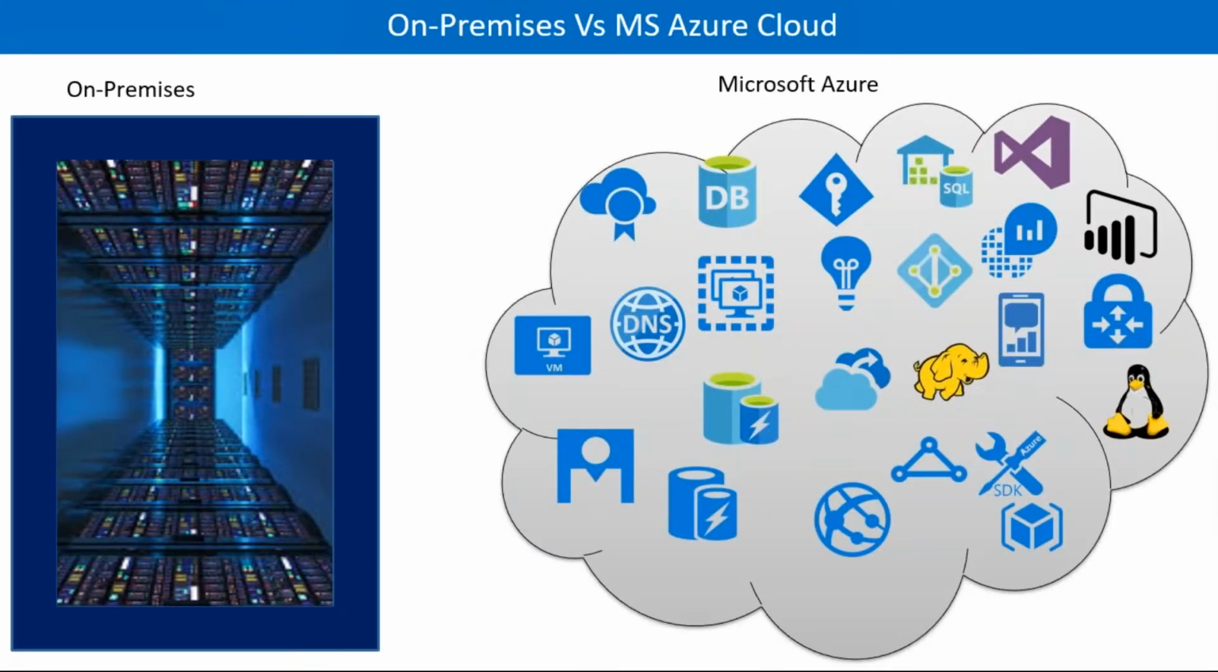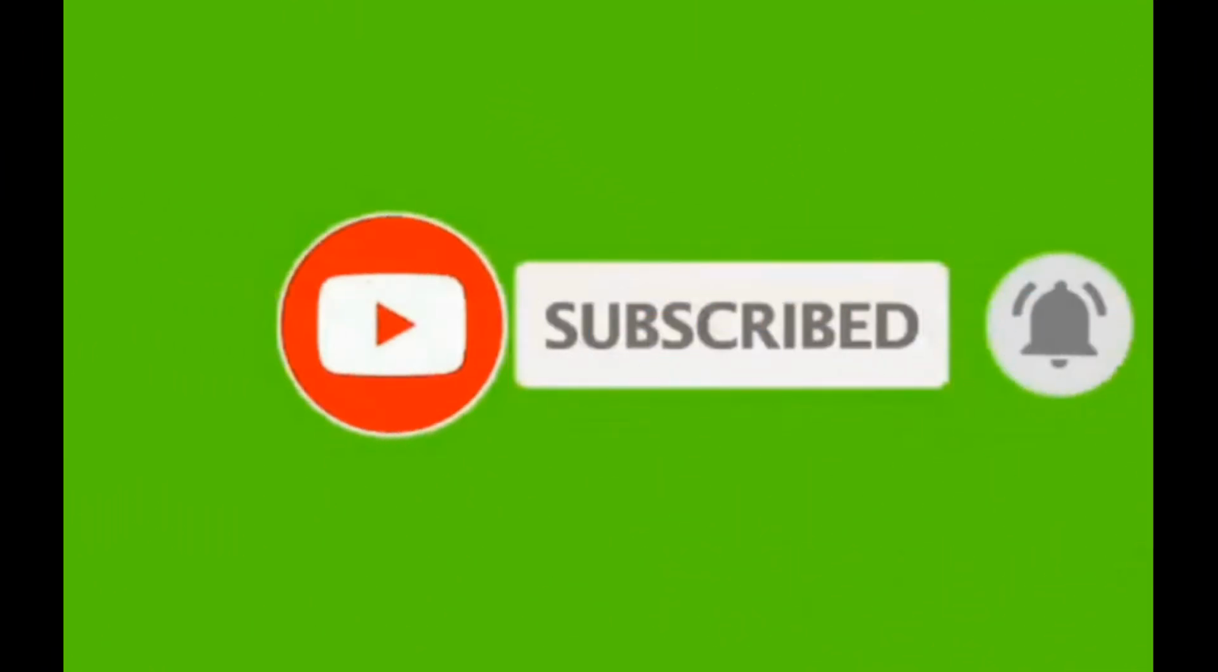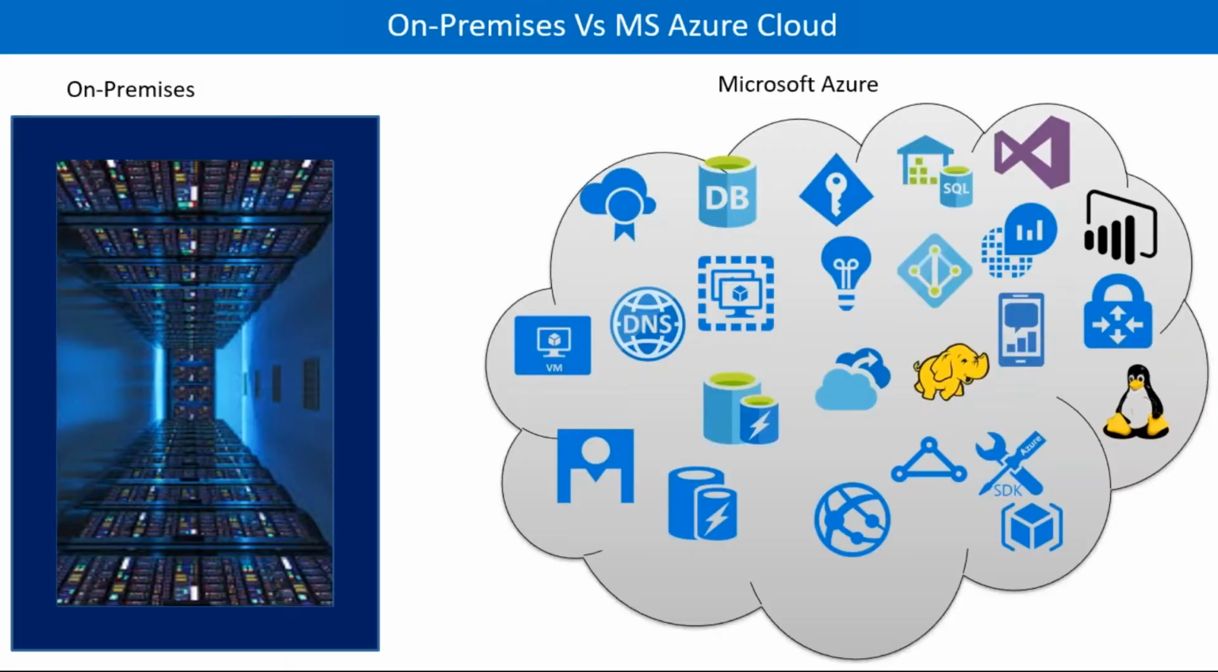When you look at these two pictures, you have to understand what is on-premises and what is in Azure. In the on-premises picture, we have racks of servers, whereas in Microsoft Azure, you just see the cloud, and you have each and every service, whether it is a VM, a DNS, or whatever the service is.